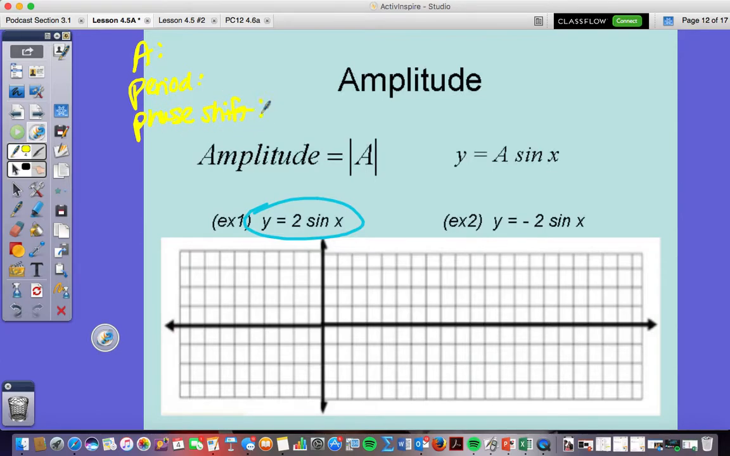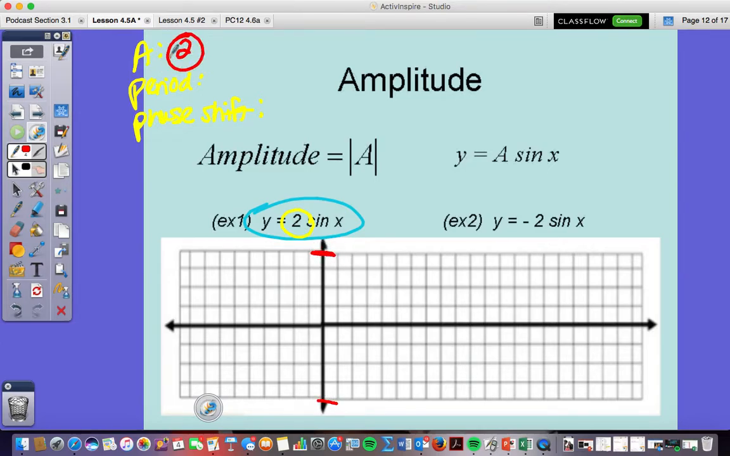Someone stand up real quick. Give me amplitude. Let's go, David. 2. Nicely done. Does everyone understand why it's 2? Because you're given 2. The 2 is in front, therefore it's the A. We would say amplitude goes up and down 2. So we're going to state that 2 is my amplitude.